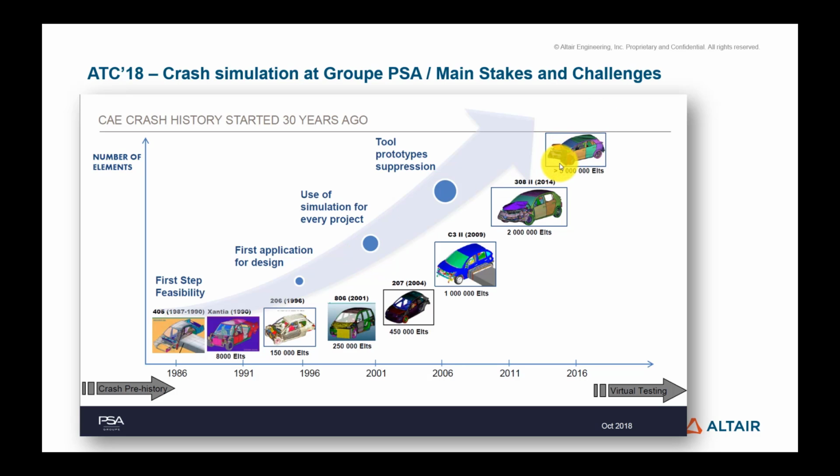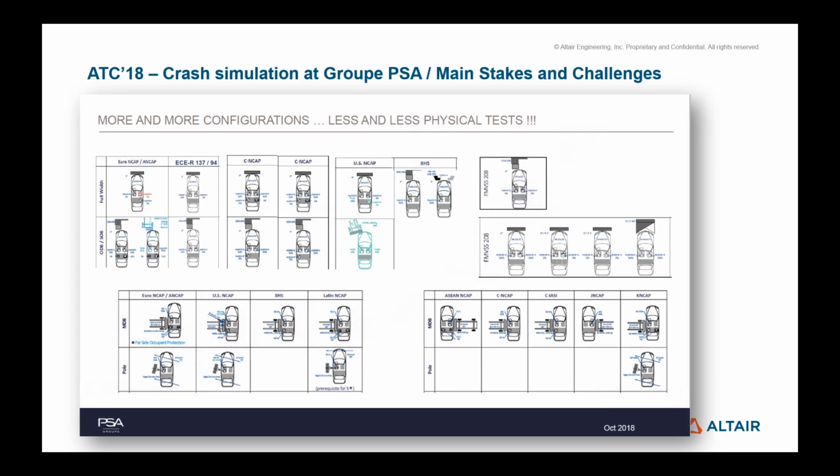Today, current models may include several detailed dummies and may reach several millions of elements. These models tend to replace physical tests. The second slide shows the number of configurations with respect to different regulations and safety programs. Lots of frontal crash configurations, lots of side crash configurations to be evaluated if one wants to be present in the different regions. And this with fewer and fewer possible tests. It highlights the increasing importance of crash simulations at manufacturers.